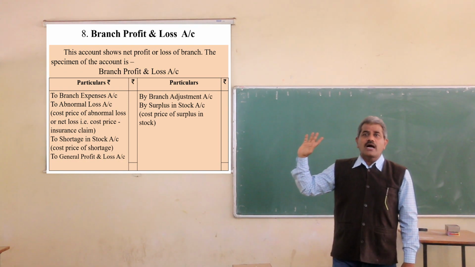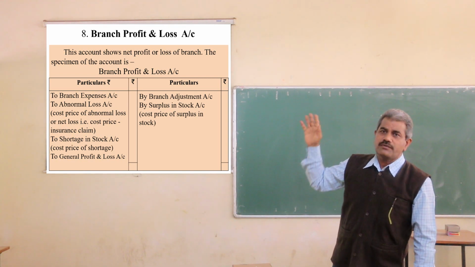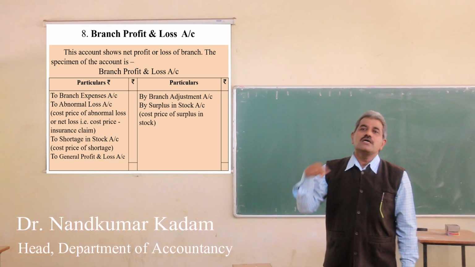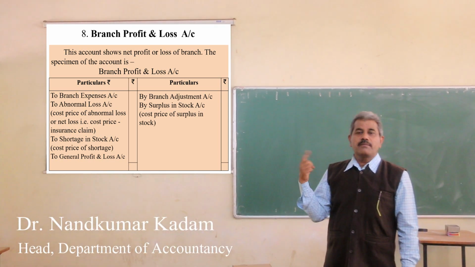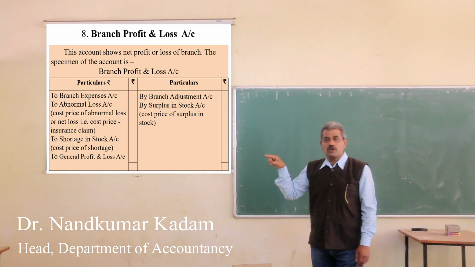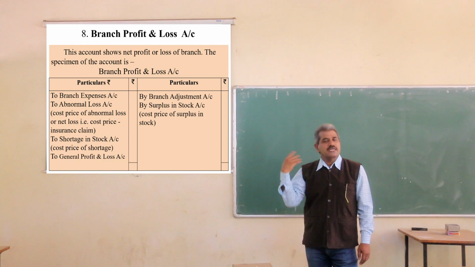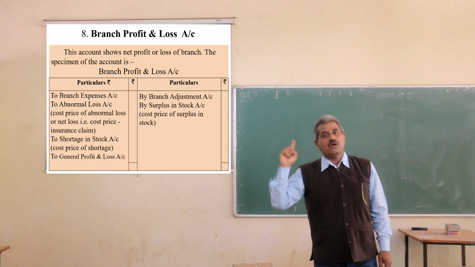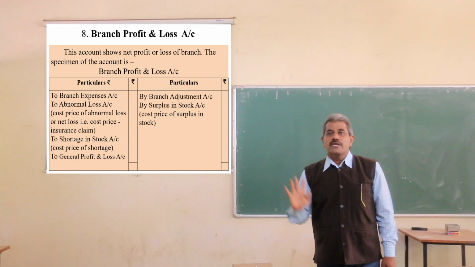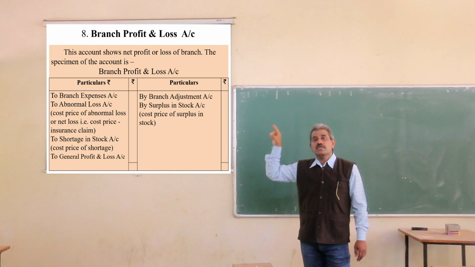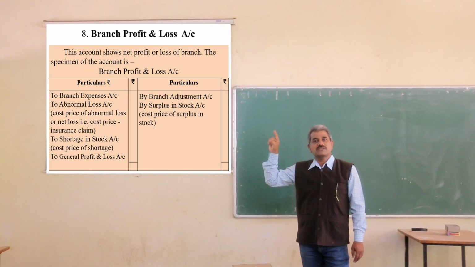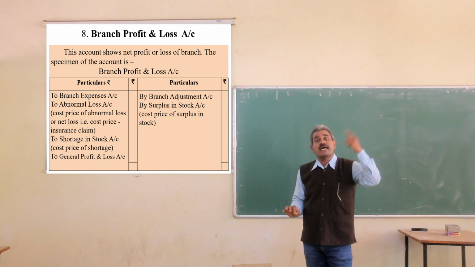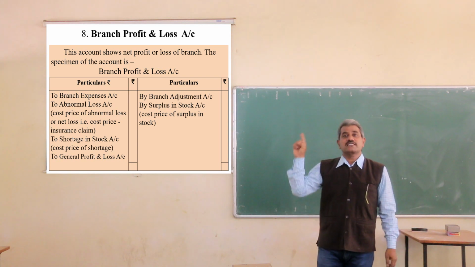Is that clear? And the balance, if there is a surplus, we will credit it, and the balance of this branch profit and loss account, whether profit or loss, will be transferred to the general profit and loss account. I repeat, you have to record here the expenses total in aggregate, including bad debts, discounts, etc. You have given all the details in the expenses account, so take into consideration only the aggregate amount that you have transferred from the branch expenses account.